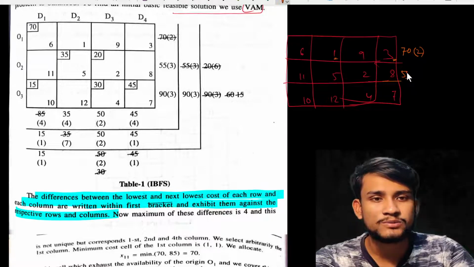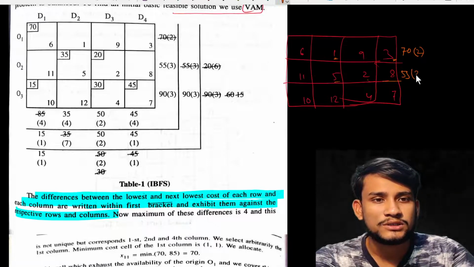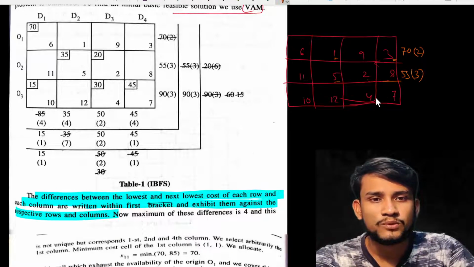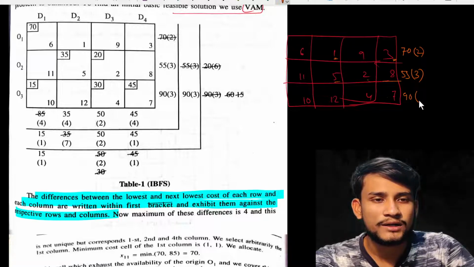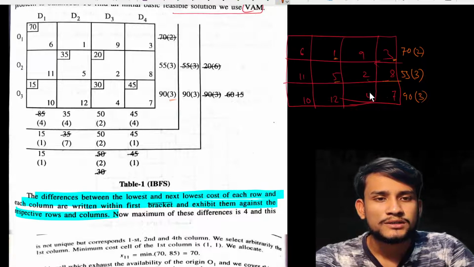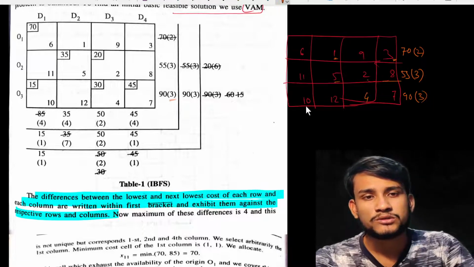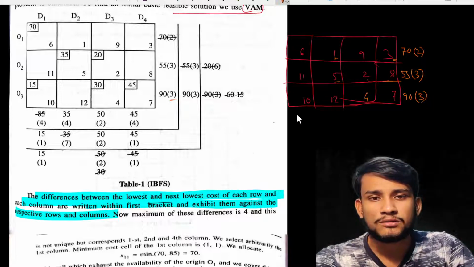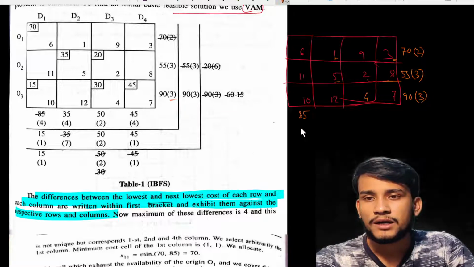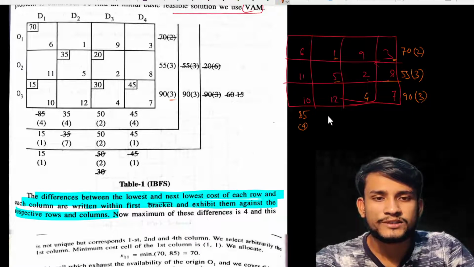Then for 55, there is 2 and 5, so the difference is 3. For 4 and 7, where 90 is given, the difference is 3, since this is the minimum cost and this is the second minimum cost. Now we apply this throughout the columns. For 85, with 6 and 10, the minimum and second minimum difference is 4.